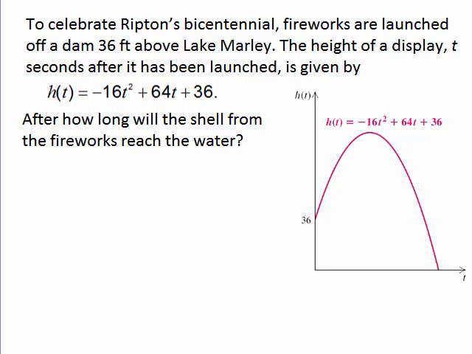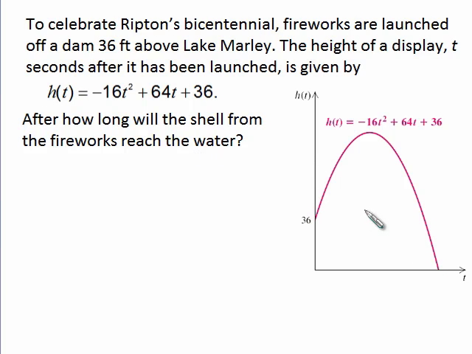To celebrate Ripton's bicentennial, fireworks are launched off of a dam 36 feet above Lake Marley. The height of a display, t seconds after it's been launched, is given by h(t) = -16t^2 + 64t + 36. After how long will the shell from the fireworks reach the water?